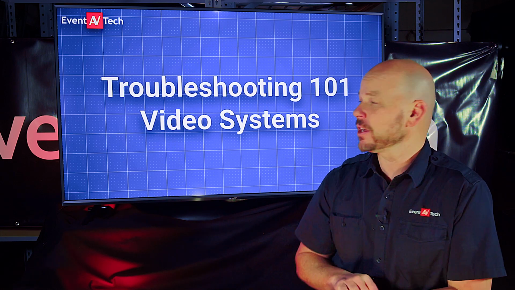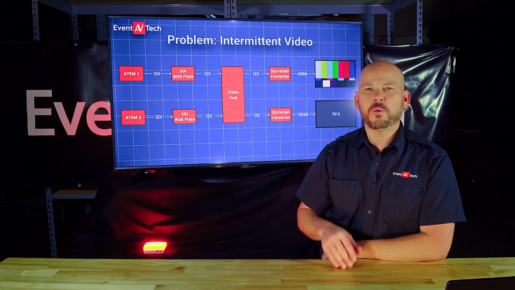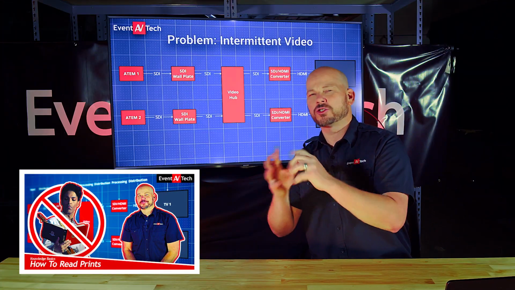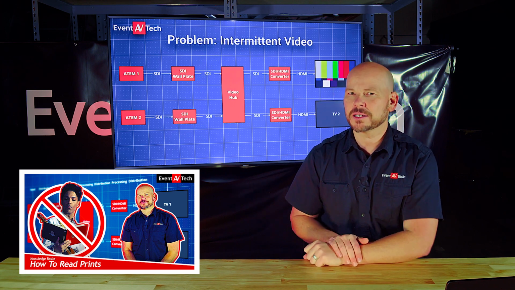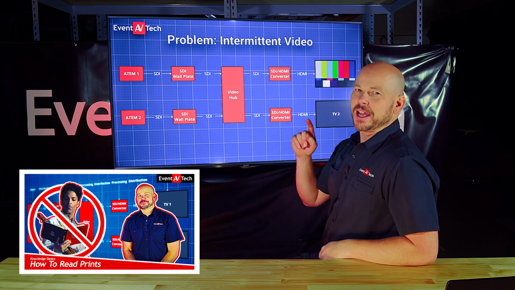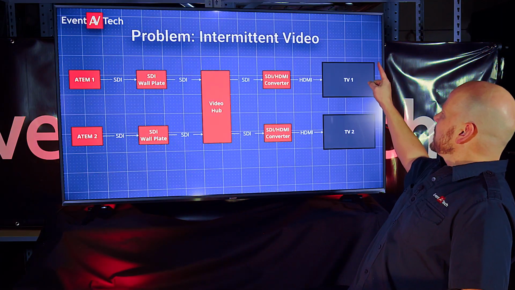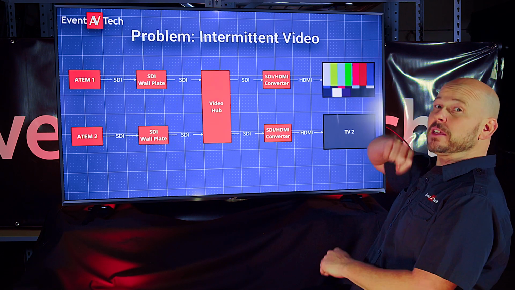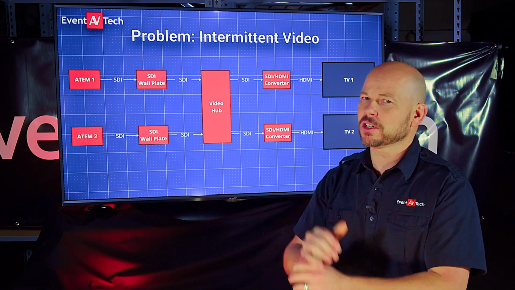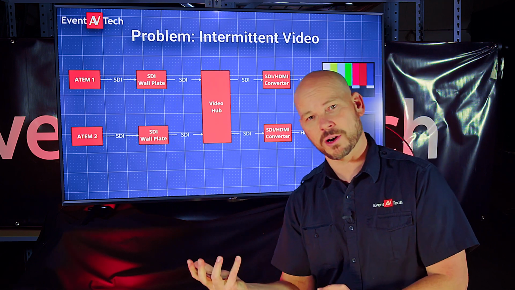In today's video, we're looking at video systems. If you have watched our video about introduction to prints and basic elements, you might recognize this system because we used this system as a reference in that video. And here's our problem today: we have an intermittent video problem happening with TV1. In this particular example, TV1 sometimes works and then sometimes doesn't work.